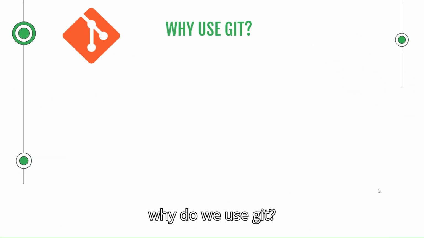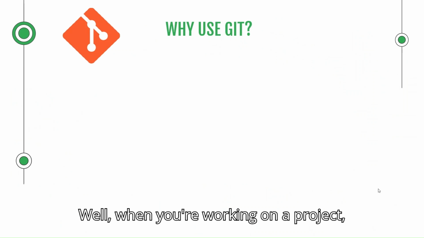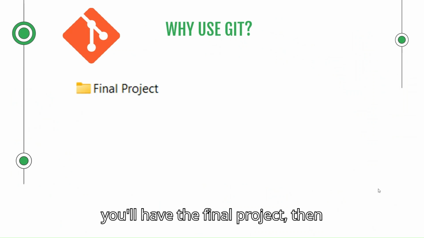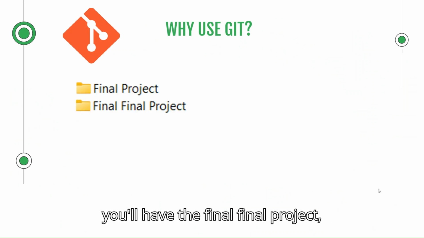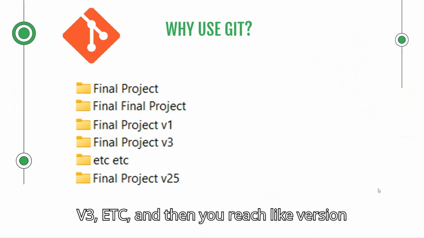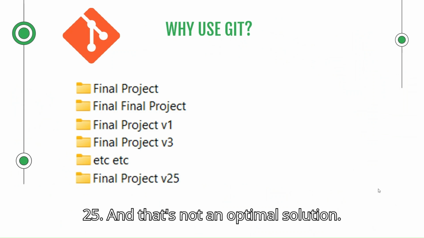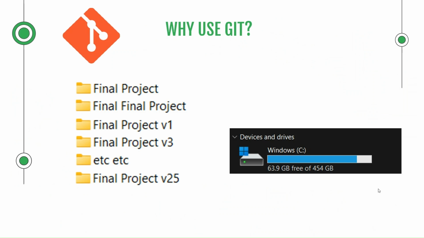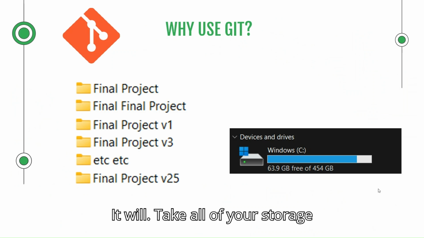Well, why do we use Git? When you're working on a project, you'll have the final project, then the final project v1, final project v3, etc., until you reach like version 25. And that's not an optimal solution. It will take all of your storage, and it's not efficient at all.